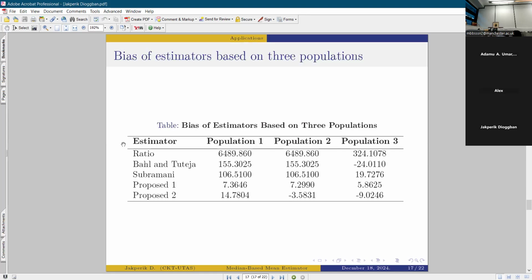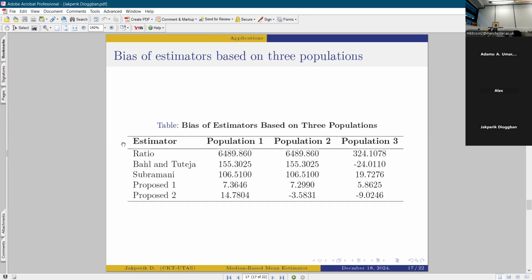So even though the theoretical construct suggests that the proposed estimator will be more efficient than the existing estimators, there is a need for us to do some real-life applications to assess its performance. So to that effect, three populations were used. Populations 1 and 2 were based on wheat production.